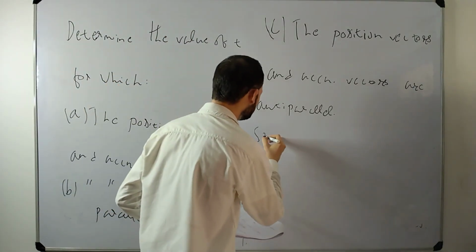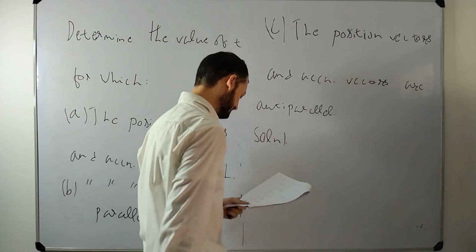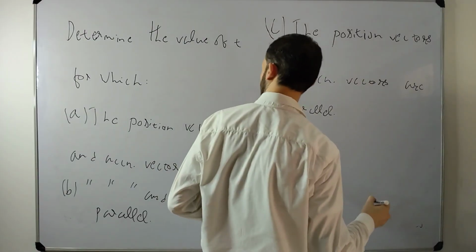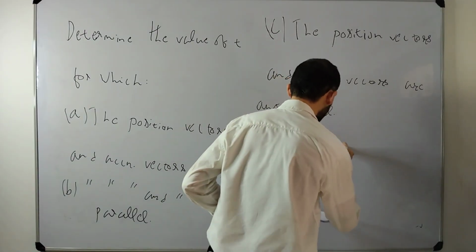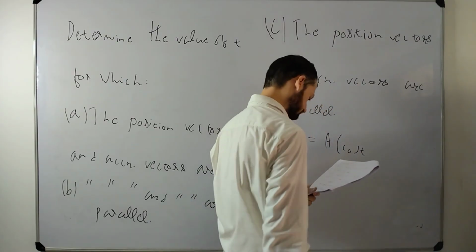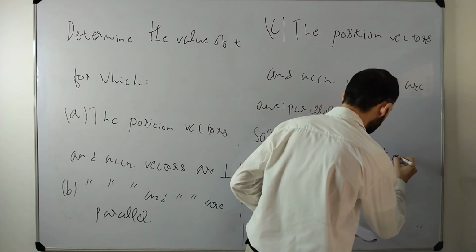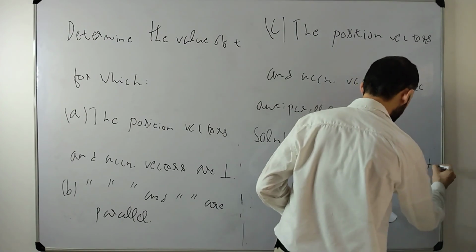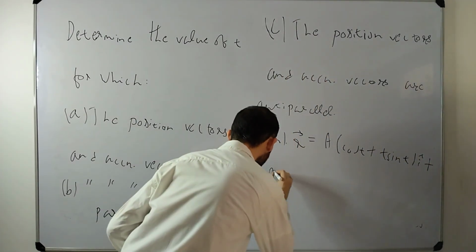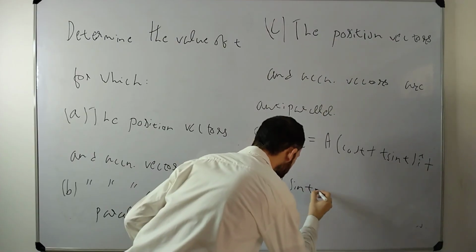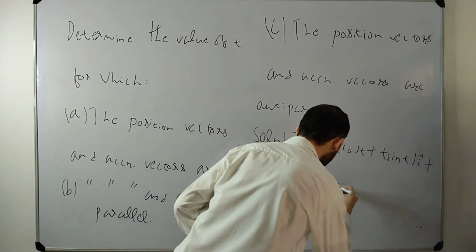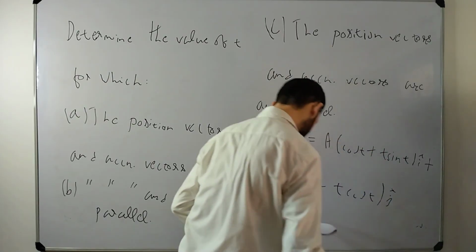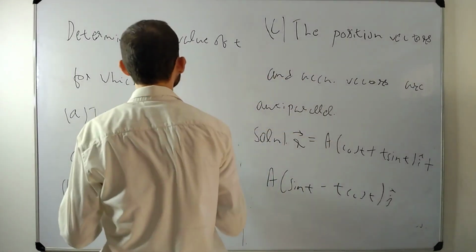So, solution. Let's discuss the solution. The R vector is what? So write it. A cos t plus t sin t i cap, students. Yes, sir, definitely. Next part is A sin t minus t cos t j.